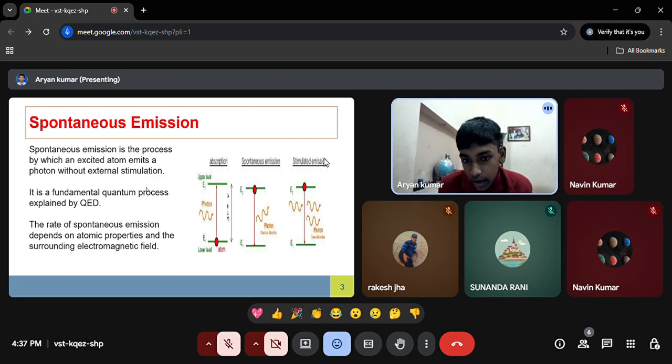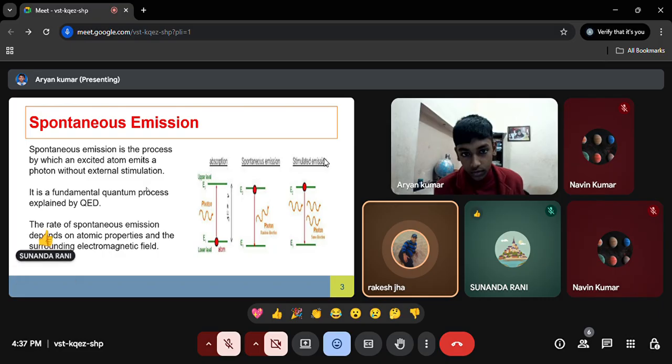So Saksham, I have one more question for you. When the photon gets absorbed, it is at a certain frequency, but when the photon gets emitted, it is also at a certain frequency. So do you know what that means? Hello, Saksham. Saksham, are you here? Aryan, can you repeat your question?